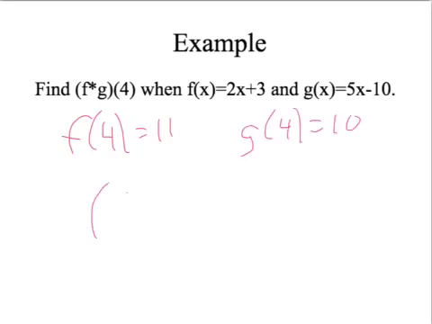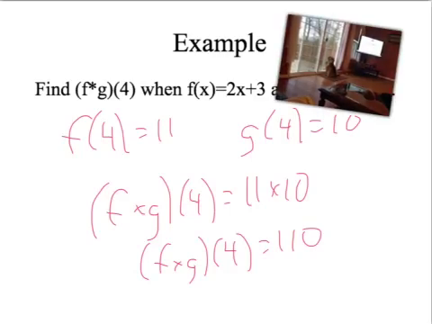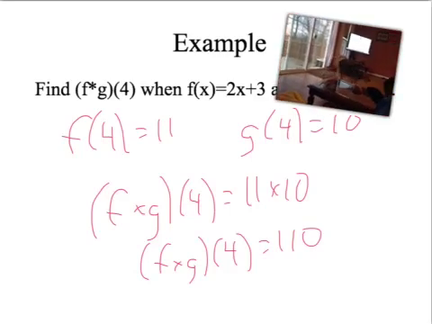So to find f times g of 4, I want to take 11 times 10. 11 times 10 is 110. So f times g of 4 is equal to 110. Maverick likes multiplying equations, but he's done for the day.